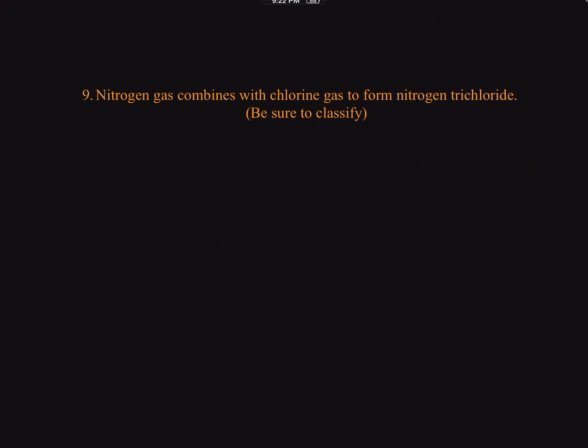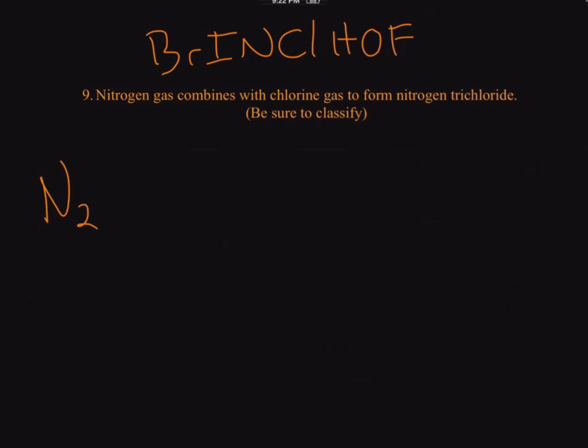Okay, nitrogen gas combines with chlorine gas to become nitrogen trichloride. So nitrogen and chlorine are both part of that Brinklehoff, right? Brinklehoff, ClHOF. So in this case, we've got the two in the middle, nitrogen and chlorine, which means when you write them in the formula, it's N2 and Cl2, and the product nitrogen trichloride means NCl3.